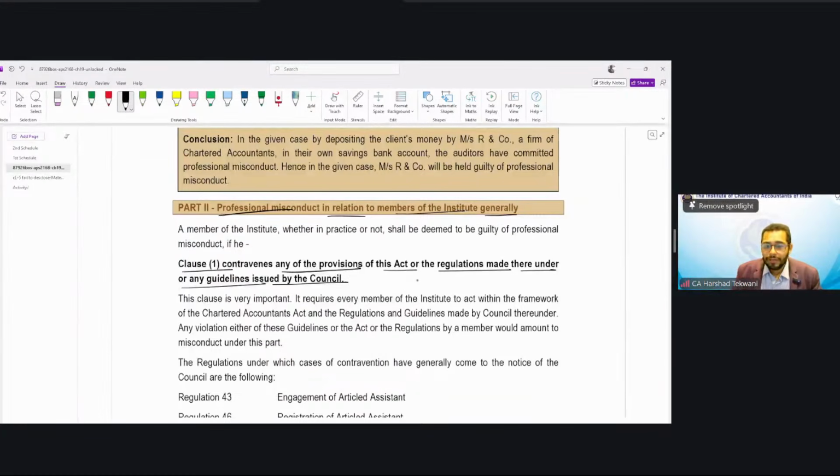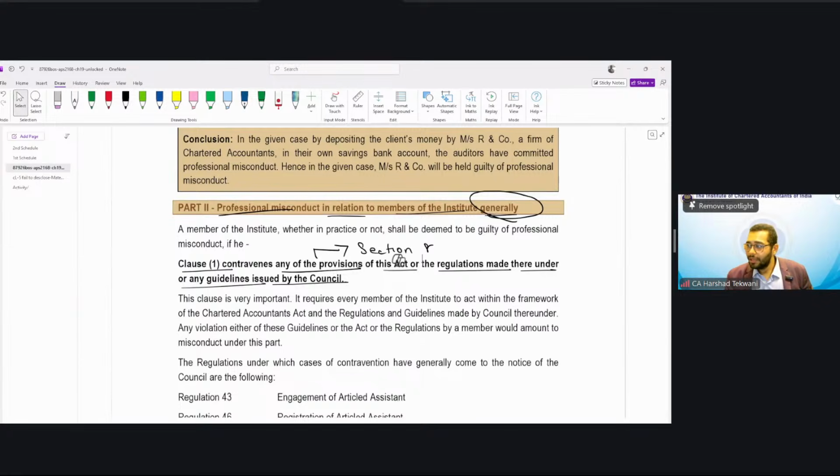So provisions of the act means section 8 also. If there is a violation of section 8, that you were supposed to intimate but you did not intimate, again, that is another ground of being guilty of professional misconduct. As a result, let's go back to the question and discuss once again.